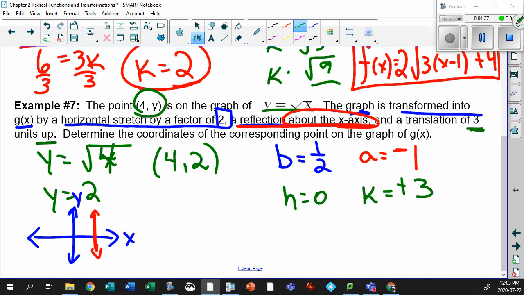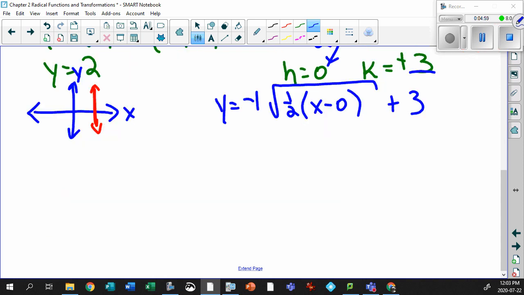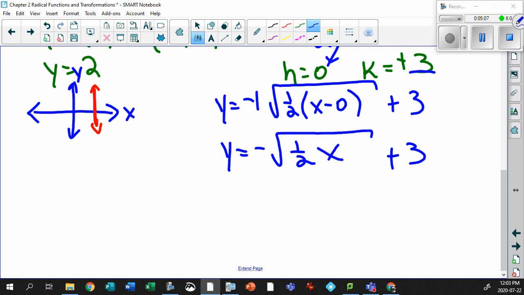Oh, cool. You can actually figure out a formula now. Right on. So y equals a, which is minus 1, square root of 1/2. There's your b value. x minus h, which is 0. So x minus 0, right? Plus k, plus 3. There's your formula. And if you want to clean that up a little bit, it'll look a little nicer. Just y equals minus the square root of 1/2 x, plus 3, and everybody's happy, right?